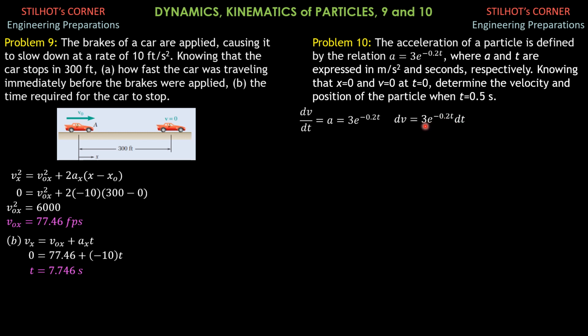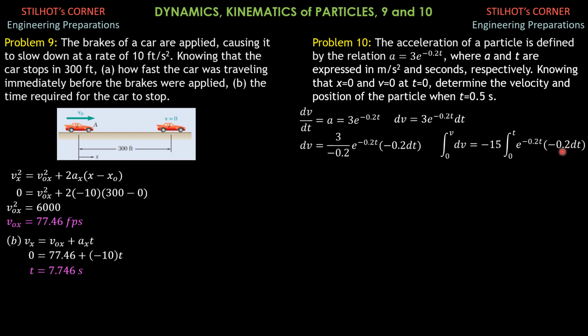So we divide by negative 0.2 and multiply by negative 0.2 to set up the integral for us to easily evaluate the integral. So dv is 3 over negative 0.2, then times e to the negative 0.2t times negative 0.2 dt, so that this is in the form e to the u, differential of u. So 3 over negative 0.2 is negative 15. So the integral of dv from c to v is negative 15 times the integral of e to the negative 0.2t times negative 0.2 dt from 0 to t.